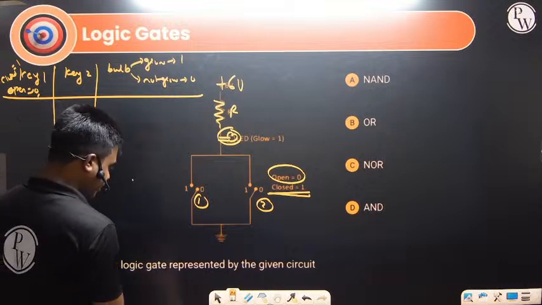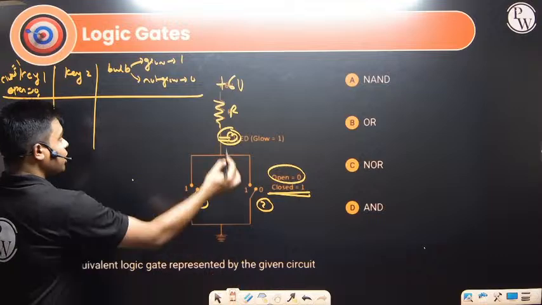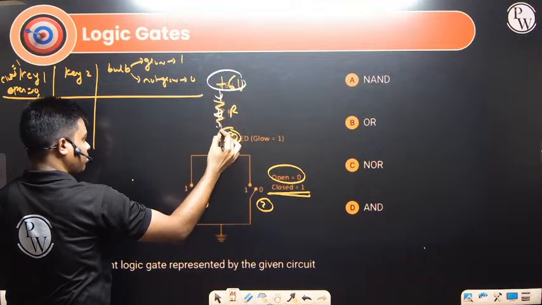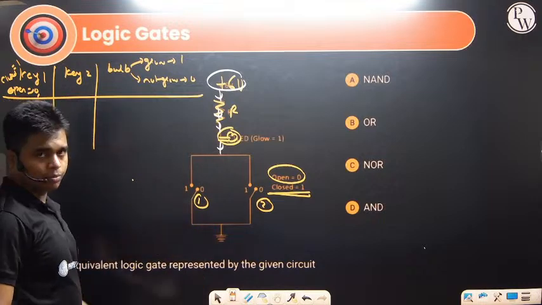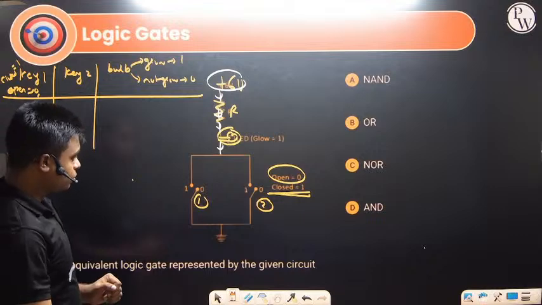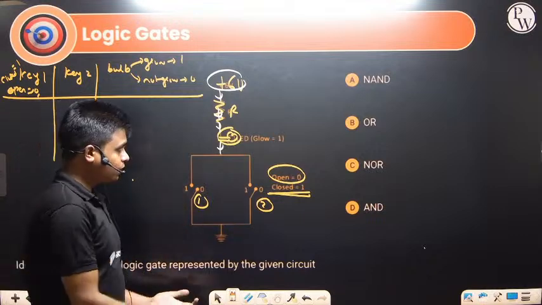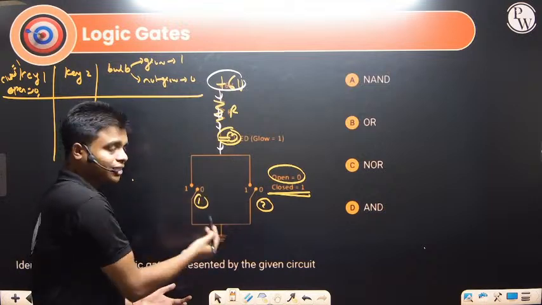Suppose let's discuss this particular question. Now current is coming here, the voltage is 6 volt, current is coming from each of these points. But to glow the bulb, current has to go to lower potential, and only then will the bulb glow. So if both keys are open, the bulb will not glow because the current is not reaching its lower potential value. Current is not completing its circuit, we can say.